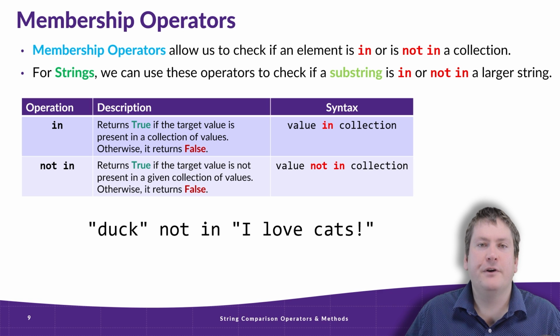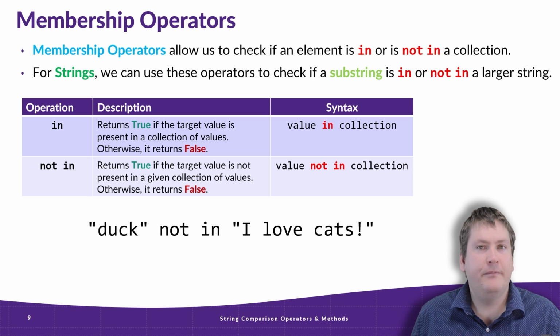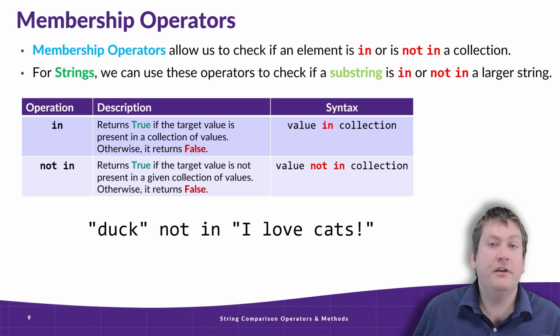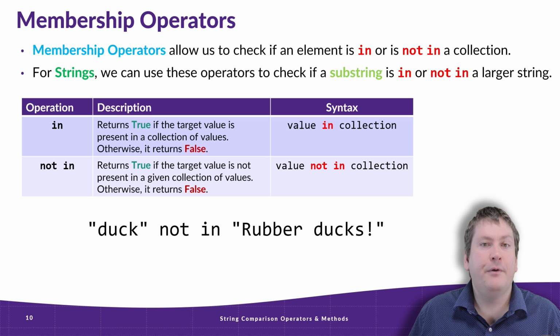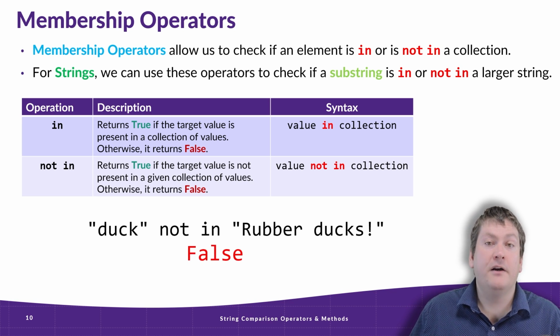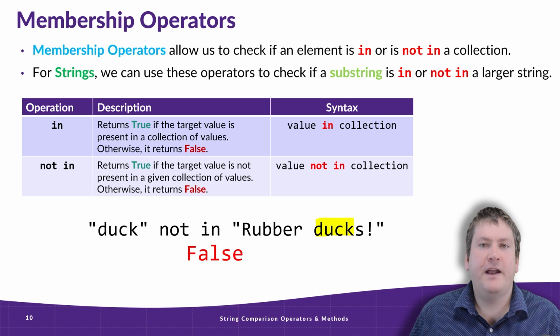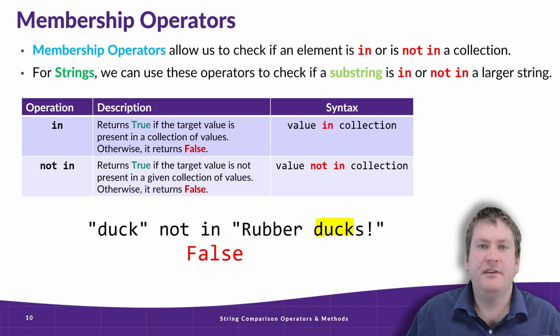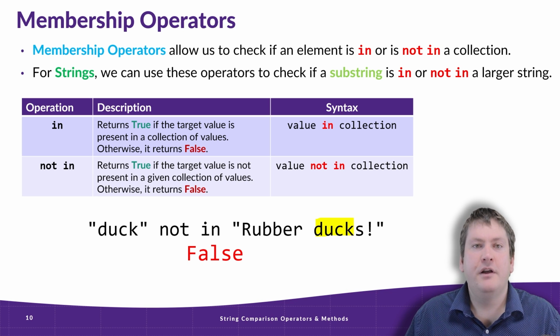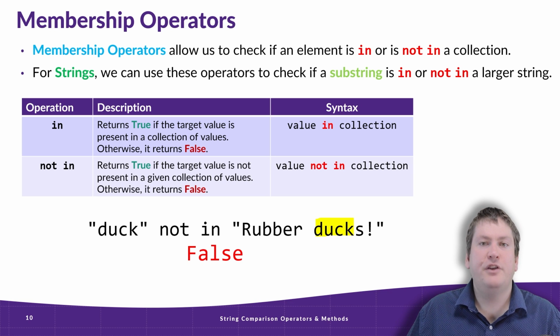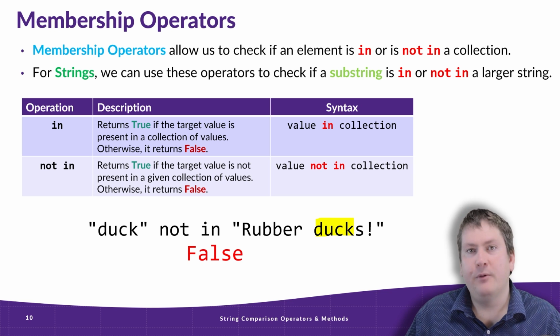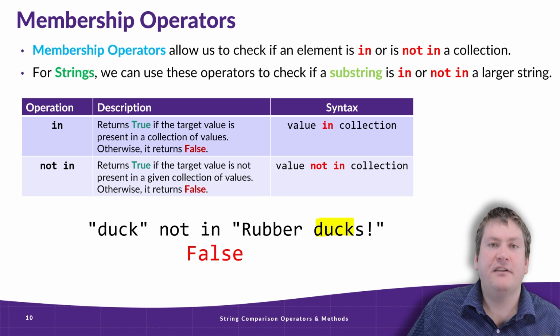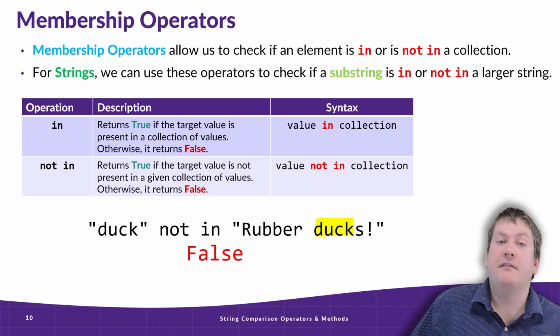So here's another one. We're looking for duck and we're saying not in I love cats. So the word duck doesn't appear in the string I love cats, so this would return true. Now, if the string was rubber ducks, so duck not in rubber ducks, this is going to return false because it did find a match here. It found the word duck in the string rubber ducks. So an important thing about this example is it doesn't matter if the word is part of another word. Duck matches even though there's an S and an exclamation mark in the string. As long as it can find duck anywhere in that string at all, it's considered to be in that string. Since we're using not in here, it's returning false because it did find it.